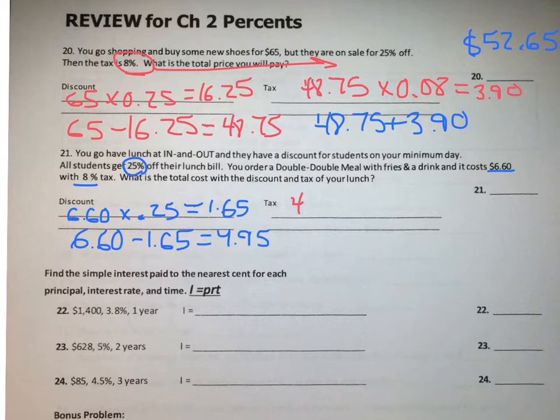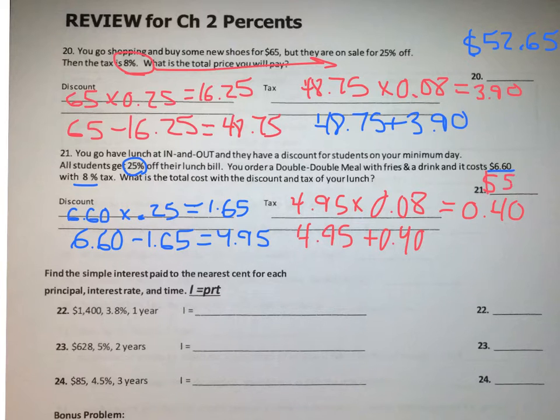So 8% on $4.95, change my percent to a decimal, 0.08, and I get, when I round it, because I'm rounding to money, 40 cents. Now I have to add $4.95 plus 40 cents, and when I add those together, I have $5.35.